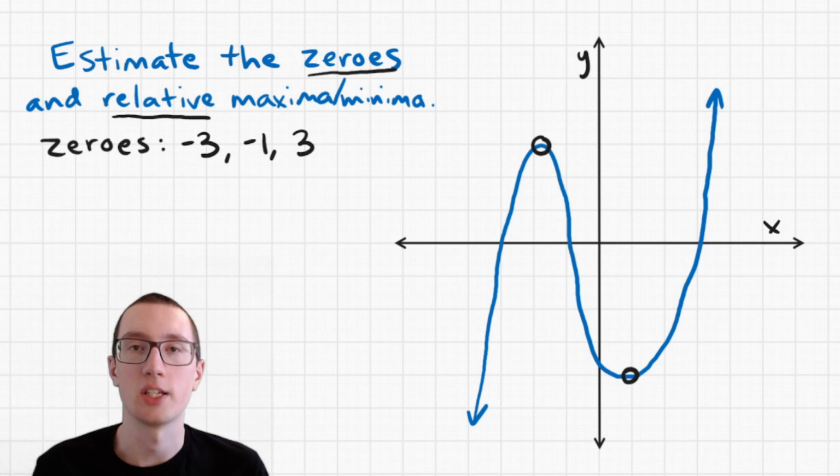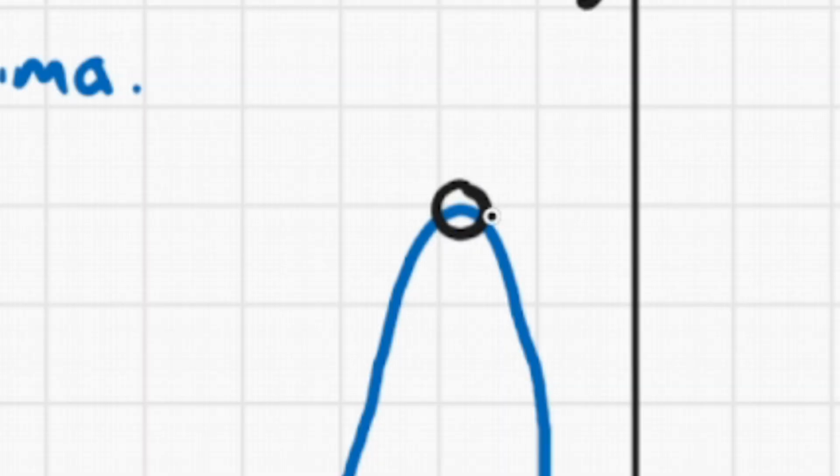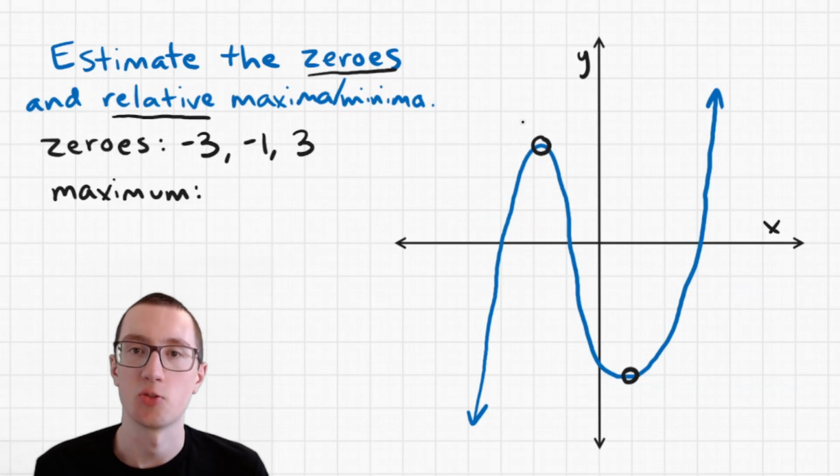But we need to tell the coordinates of these. It doesn't help to just circle it. So let's find the maxima first. Here's our maximum, and we'll call it a maximum because we only have one of them. Maxima would be multiple maximums. So we need to figure out the coordinates of this, and remember, we're estimating. So this is not exactly on a coordinate, but we'll just pick out the nearest one. So the nearest one is this one right here.